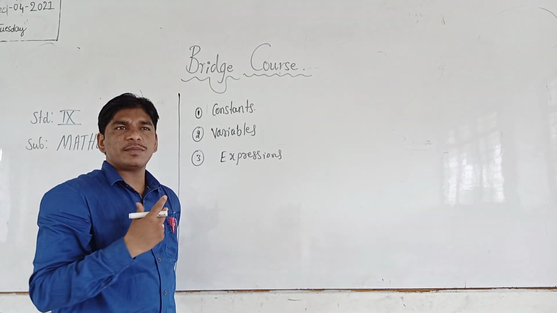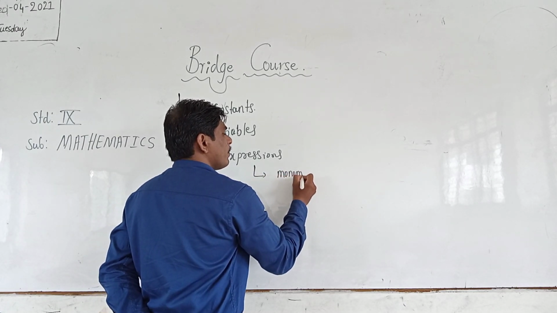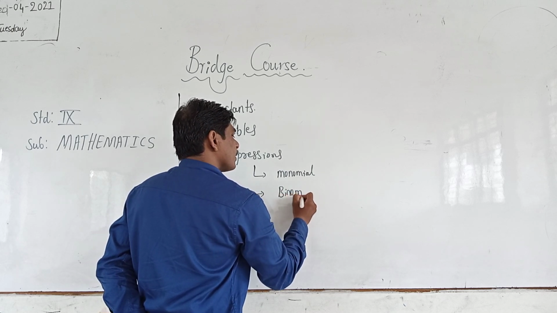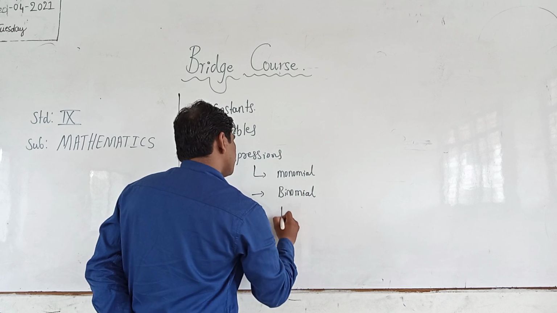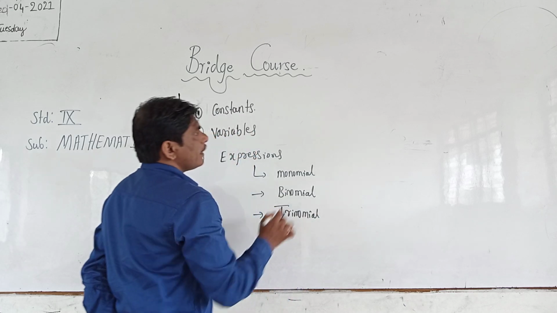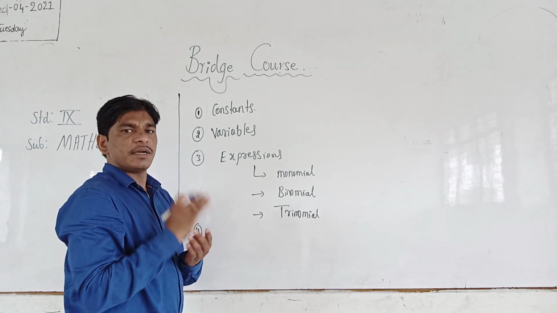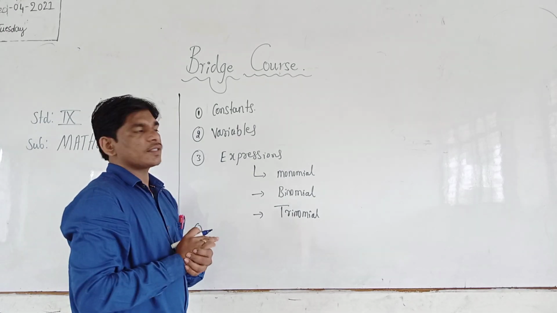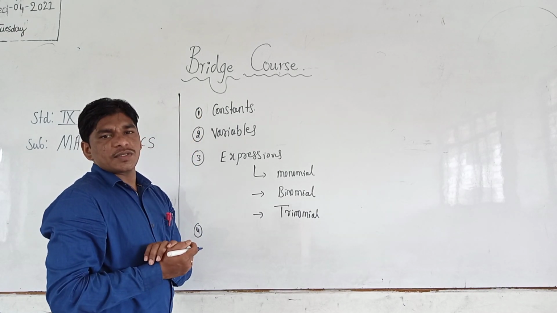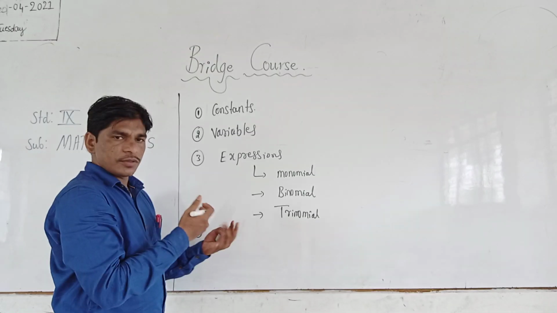The first one is monomial, then binomial, then trinomial. The next concept is addition of monomials, binomials, trinomials, and multiplication of monomials, binomials, trinomials. So these are the important sub points in algebraic expressions. These are very important basic points, and one by one, today we are discussing them.